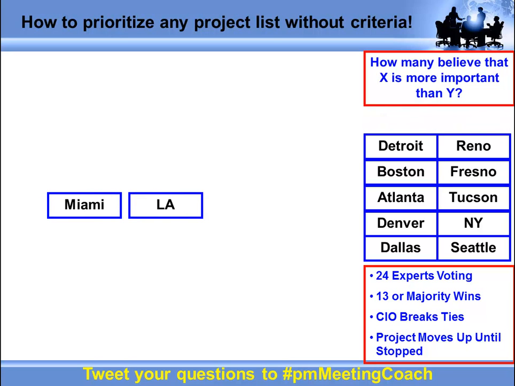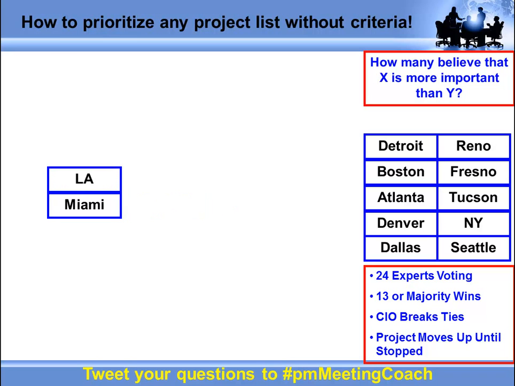All right. So I randomly grab the first two projects. I grab Miami and I grab LA. Now remember, they've already told me why they think Miami and LA are important. So I read my question: how many people believe that LA is more important than Miami? Let's say 17 people voted and said that it's more important. We already said that 13 or more wins. So that means I'm going to put LA over Miami.